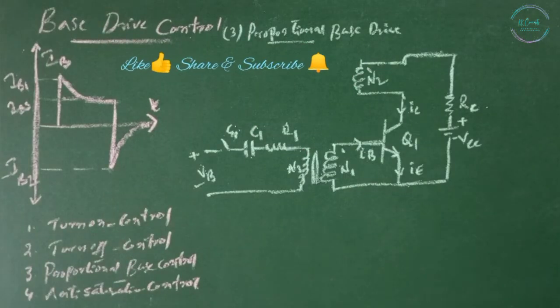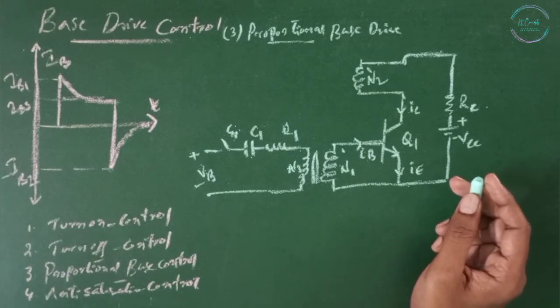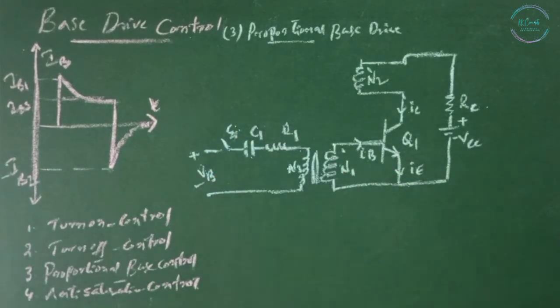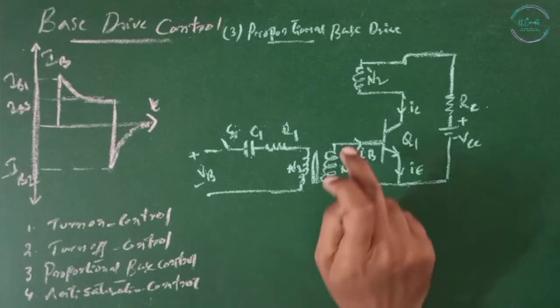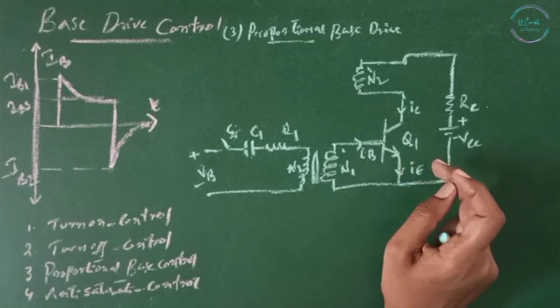Now, proportional base current drive. This type of control has an advantage over the constant drive circuit. If the collector current IC changes due to a change in the load demand, the base drive current is changed in proportion to the collector current. When S1 is turned on, a pulse current of short duration flows through the base of the transistor, and the transistor is turned on into saturation.